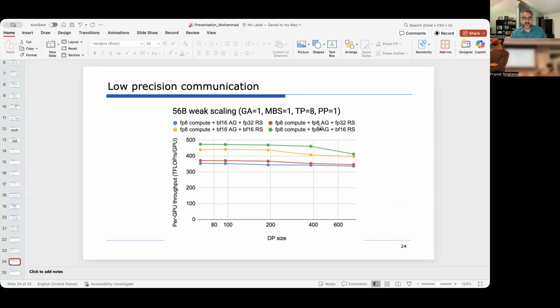Now take a look at the red. If we move the all gather to FP8, we gain some, but not as much. But then the yellow one shows that if we keep all gather at BFloat 16, but move the reduce scatter from FP32 to BFloat 16, we see a huge gap here. And even if we make all gather FP8, which basically means that when we do FP8 compute we use FP8 parameters as well, we can actually achieve a lot. So we can go from 350 to almost 500 teraflops per GPU, which is a huge saving here.